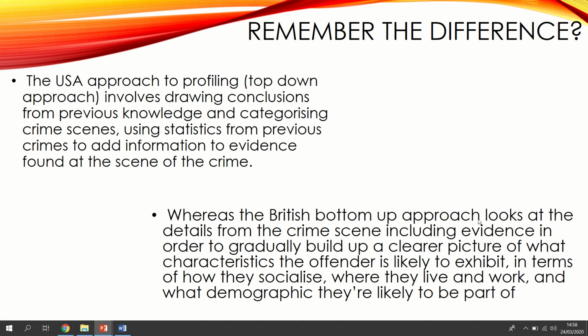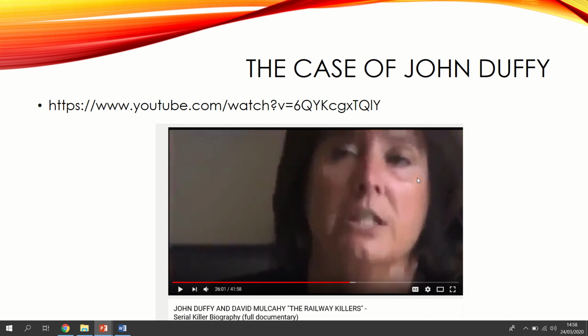Whereas the British bottom-up approach looks at details from the crime scene, including evidence, in order to gradually build up a clearer picture of what characteristics the offender is likely to exhibit in terms of how they socialise, where they live, and what demographic they're likely to be a part of.